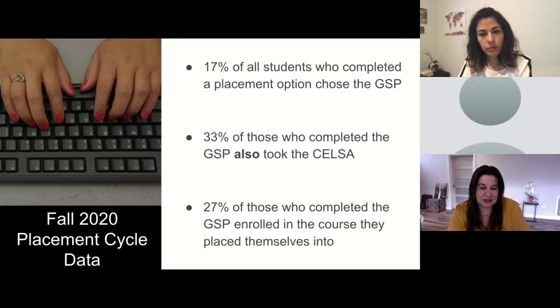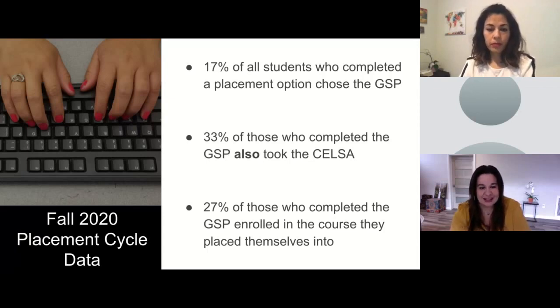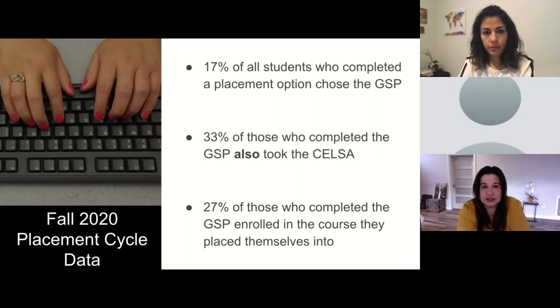And I did want to just mention that sometimes students will, in the spring, think about coming to school in the fall. So these are students who were engaging in the placement process at some point prior to this fall. And some students just were not able to enroll for various reasons. So that's the data that we have so far.